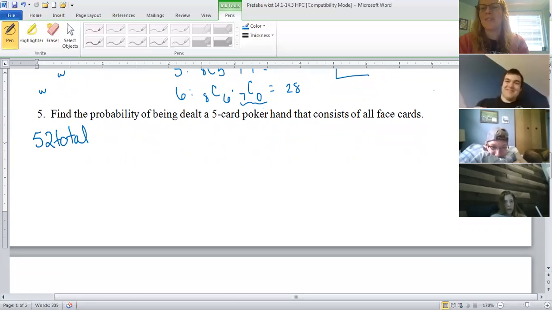I can't see it. Unmute it. Unmute yourself and tell me what it is. 4 suits, 12 face cards.